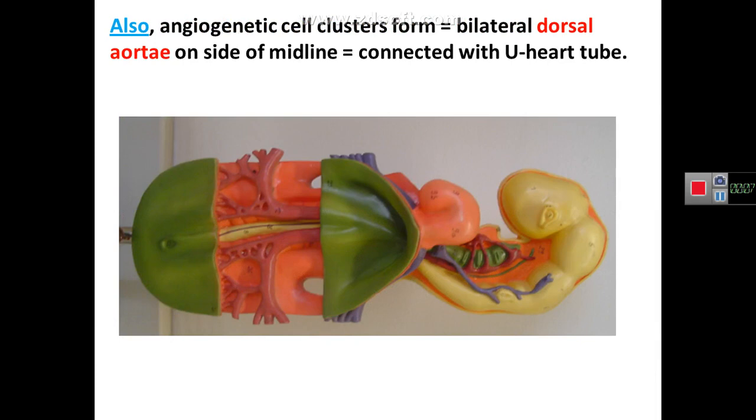We said that the U-shaped heart tube would be formed in the anterior part of the embryo around the buccopharyngeal membrane. More caudal angiogenetic cell clusters will be derived from the more caudal visceral layer of lateral plate of mesoderm. And therefore, there will be a formation of bilateral great vessels that are called bilateral dorsal aorta on the side of the midline. And these bilateral dorsal aorta will be in continuity with the U of the heart tube anteriorly.